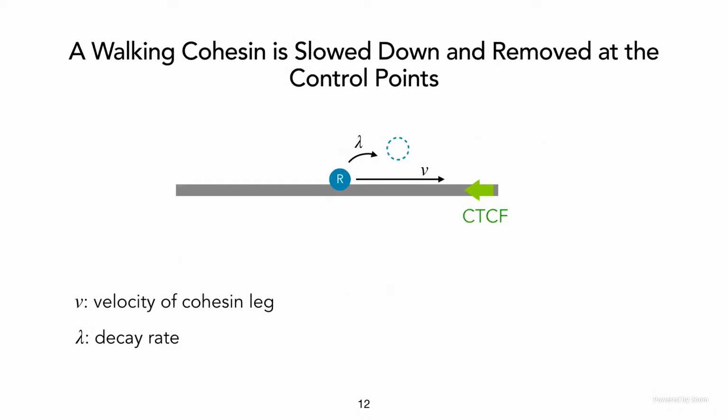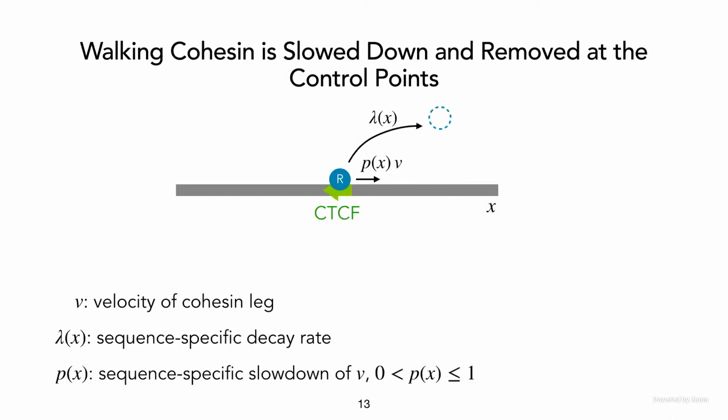So what are the parameters that we need to have? Well, the cohesin is walking, so it walks with a certain velocity v. And it also can detach from the chromatin, which I'll refer to as the decay rate. But of course, there are also control points at the chromatin. That basically means that those parameters are sequence dependent. So once the cohesin encounters a control point, the rate of the detachment, or the decay rate, will change. It will increase.